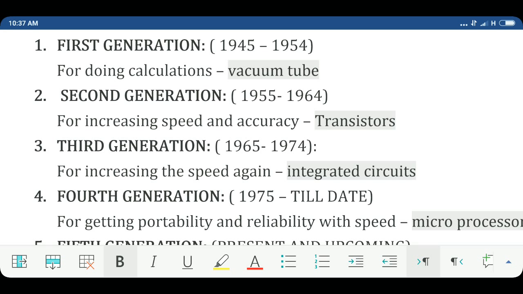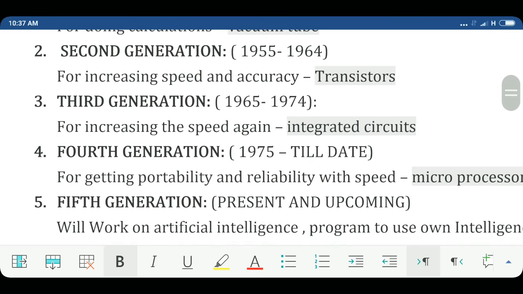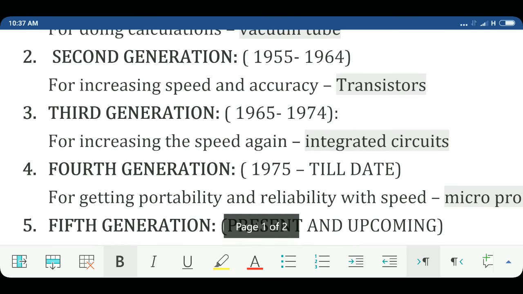The third generation was from 1965 to 1974. It was of 9 years, as you can see. The first generation was of 10 years, and the second and third generations were of 9 years. The feature of the third generation was increasing the speed again. They developed integrated circuits, ICs, so ICs were used in the third generation.